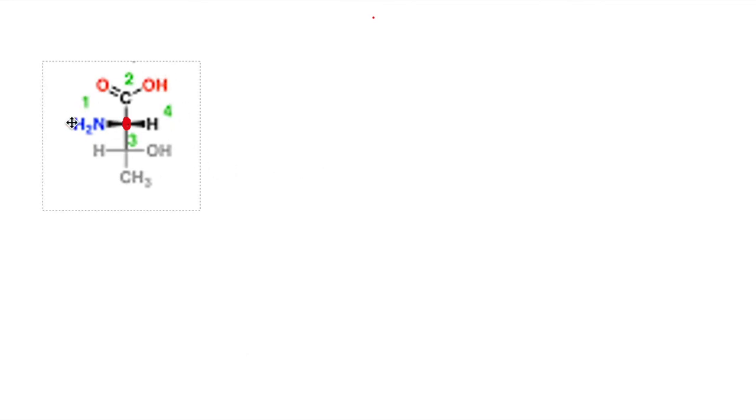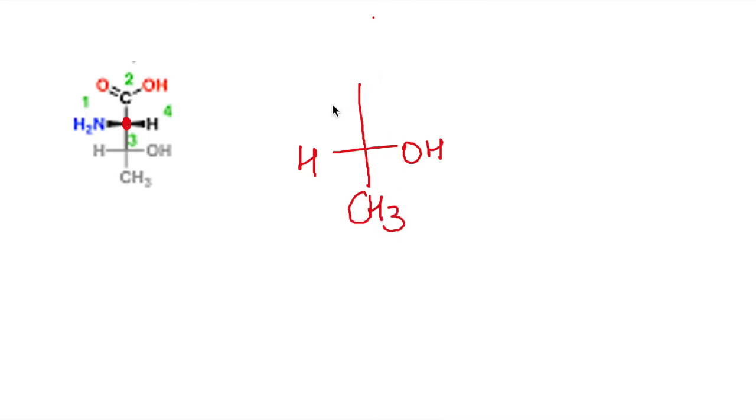So imagine we have a molecule that looks just like this one. It's a little more complicated than the ones that we've seen so far. So let me just redraw it here. So I have the OH, the H, the CH3. Then here I have the H, the amine, and the carboxylic acid on the top.